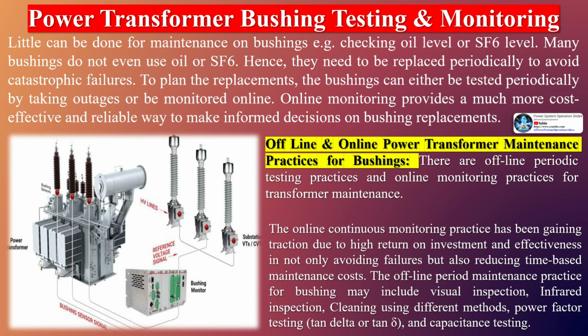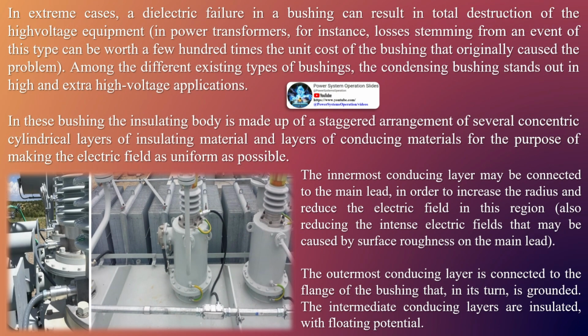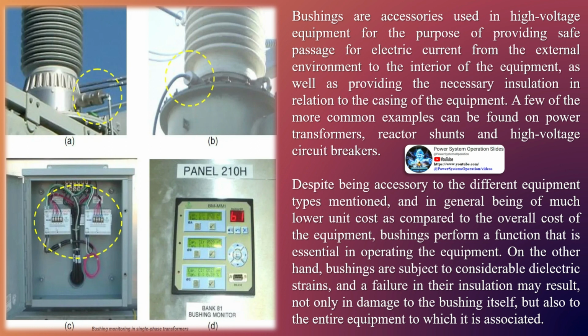The method of detecting bushing insulation deterioration is well understood and traditionally offline tests have been performed. Power transformer bushing testing and monitoring. Little can be done for maintenance on bushings, e.g. checking oil level or SF6 level. Many bushings do not even use oil or SF6. Hence, they need to be replaced periodically to avoid catastrophic failures. To plan the replacements, the bushings can either be tested periodically by taking outages or be monitored online. Online monitoring provides a much more cost-effective and reliable way to make informed decisions on bushing replacements.